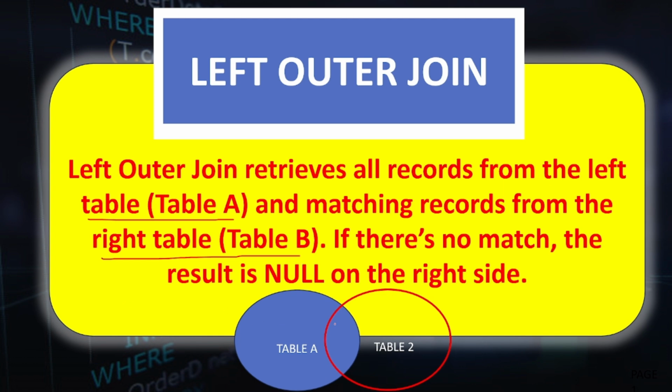So this is table A and this is table B. What is this displaying? It is displaying this whole thing here. It is not displaying the extra part on the right side, but it displays all the extra part on the left side and the matching records both. Hope this definition is clear to you.